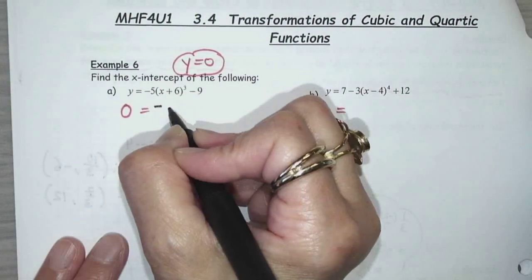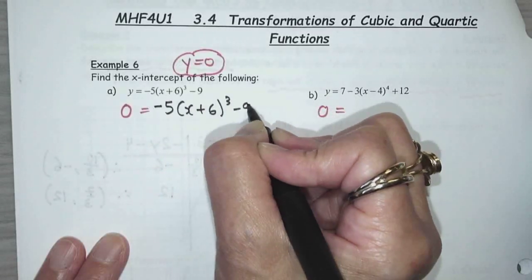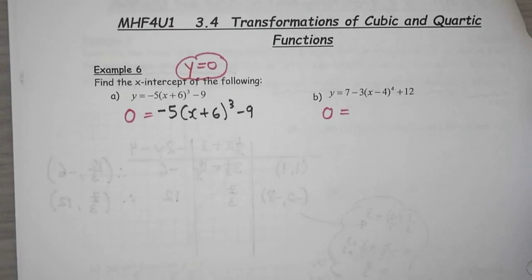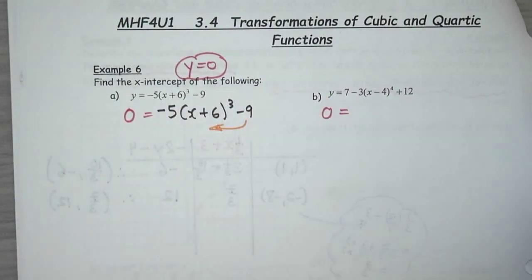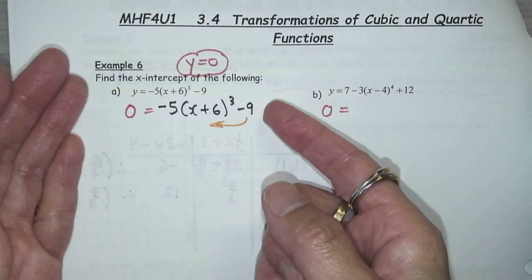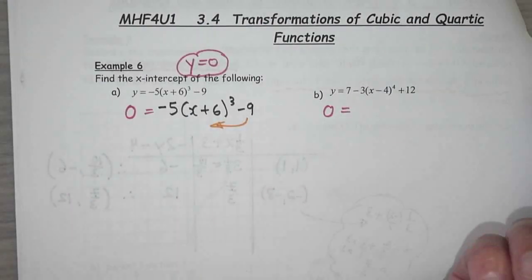So we're just going to sub in, so negative 5 times (x plus 6) cubed minus 9. I always bring over this extra number first, right? So this 9 can hop over first. I work from the outside in. So work from the 9 and then inside to the bracket. So outside in, you're doing the opposite order of operations.